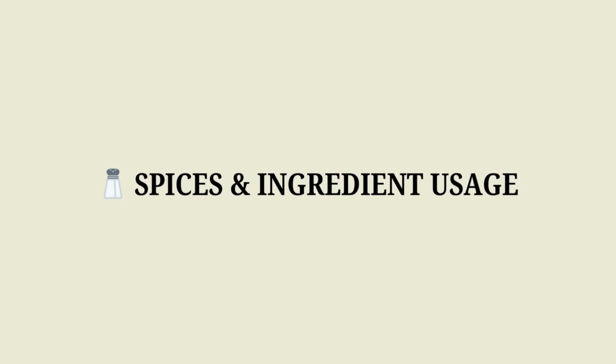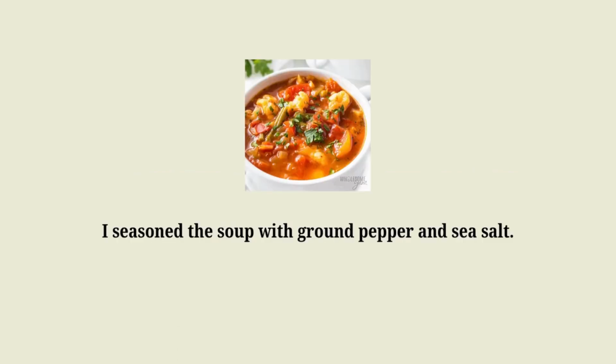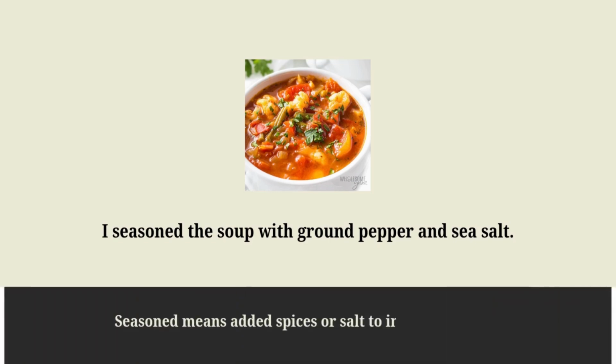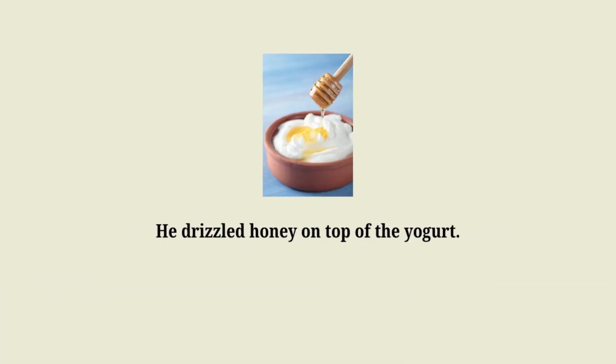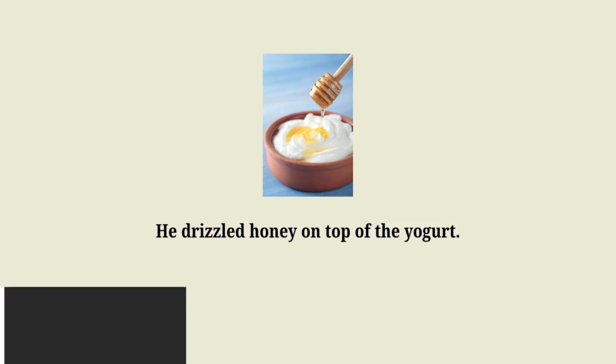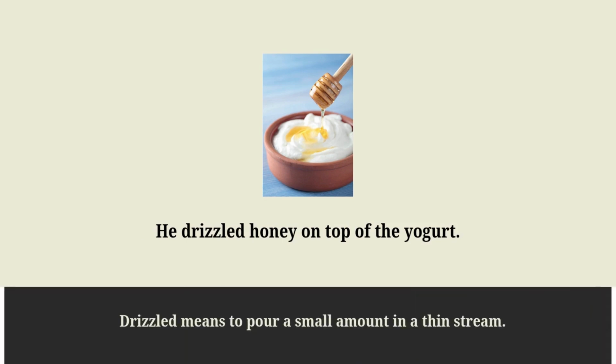Spices and ingredient usage. I seasoned the soup with ground pepper and sea salt. Seasoned means added spices or salt to improve the taste. He drizzled honey on top of the yogurt. Drizzled means to pour a small amount in a thin stream.